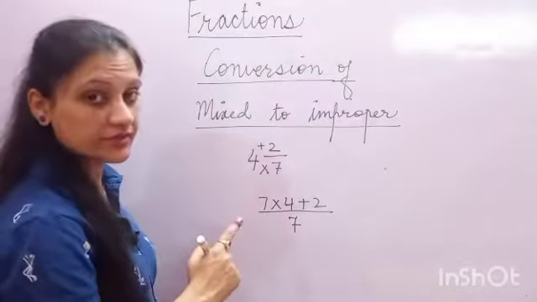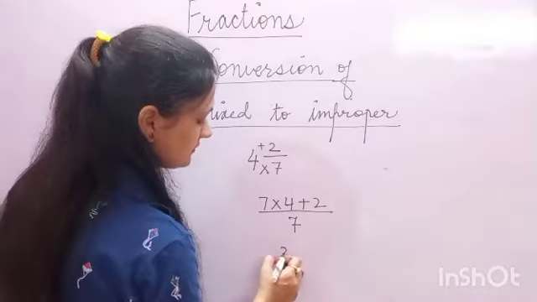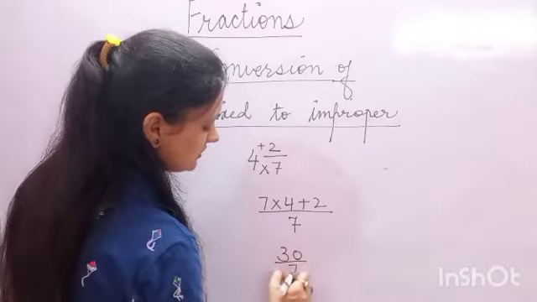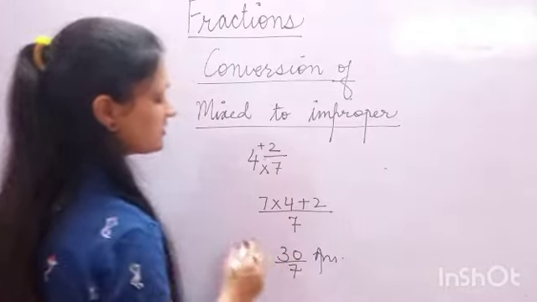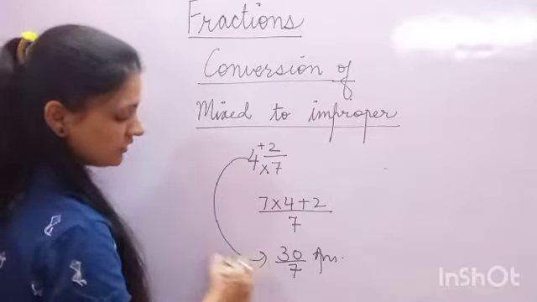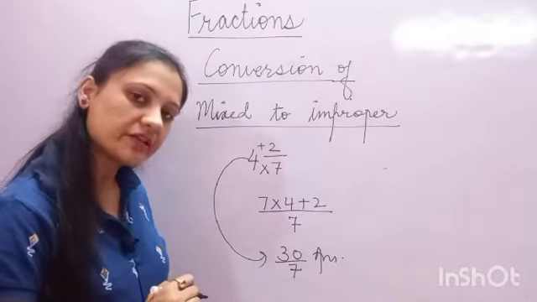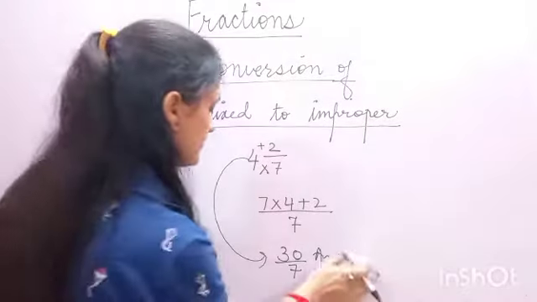7 4s are 28, plus 2 is 30. So the answer is 30 by 7. This is how we convert mixed to improper. Is this clear, everyone? Let us move ahead.